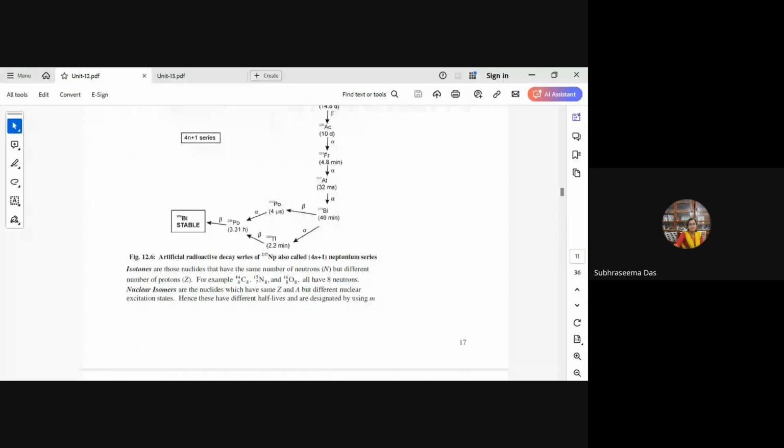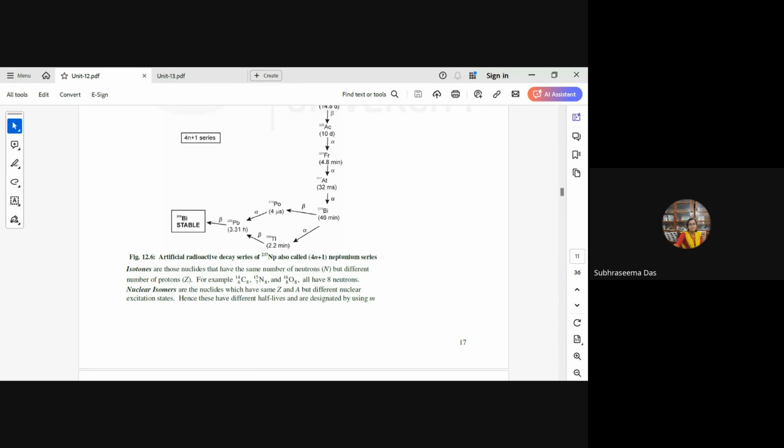There is another class of nuclides which are called isotones. Isotones are particularly those nuclides where the number of neutrons are the same but the number of protons are different. For example, if we consider carbon 14 and nitrogen 15, in both these cases they have 8 neutrons. That is, the number of neutrons remains the same but the number of protons are different for these elements.